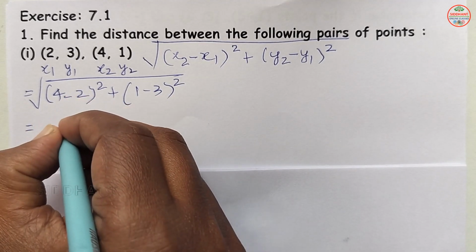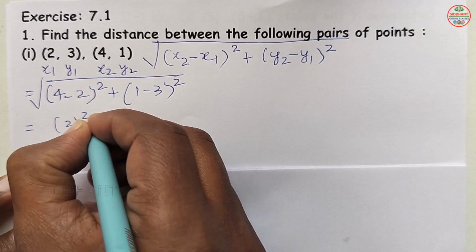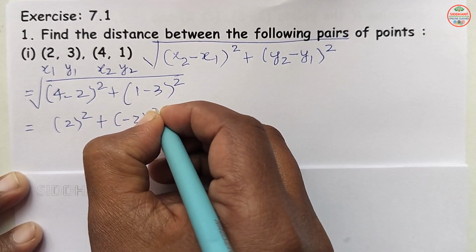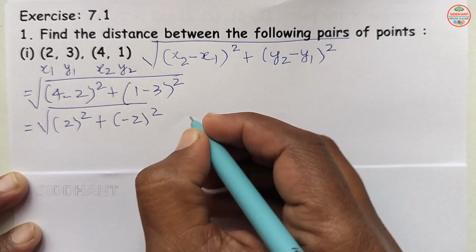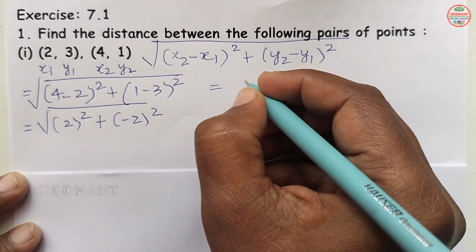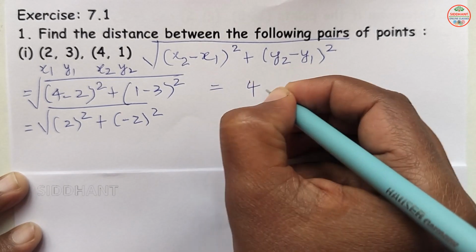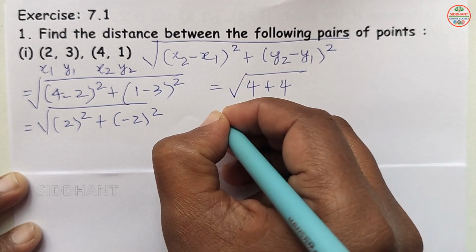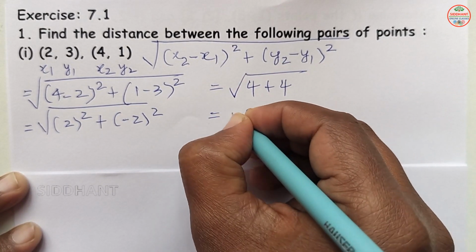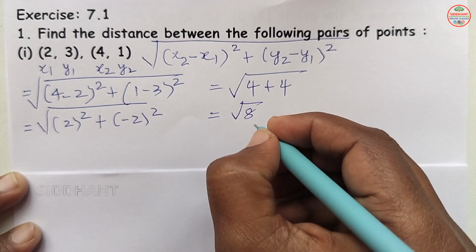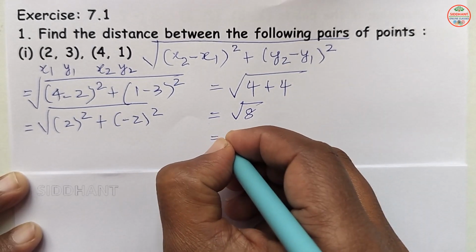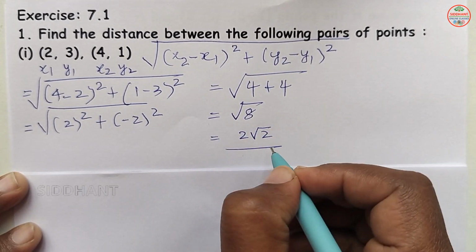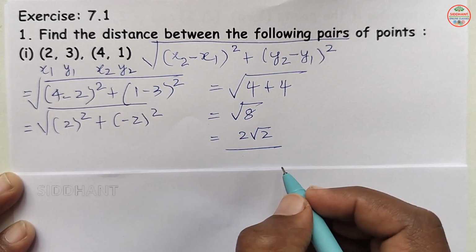So 4 minus 2 is 2, whole square, plus 1 minus 3, which is minus 2, whole square. When you simplify, 2 square is 4 and minus 2 square is 4, which is 4 plus 4. So that will be 8, and the square root of 8 is 2 root 2. This is the distance between these 2 points.